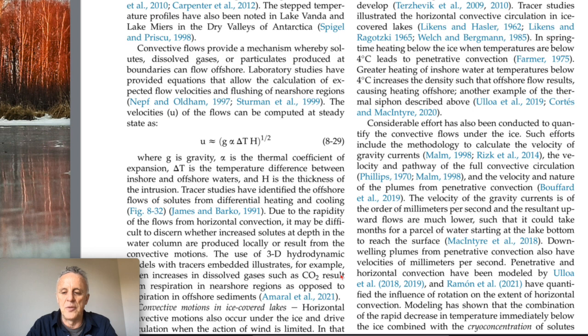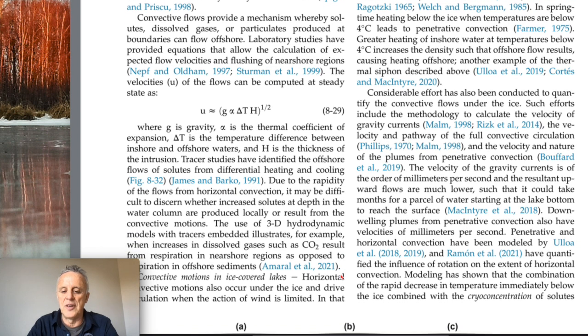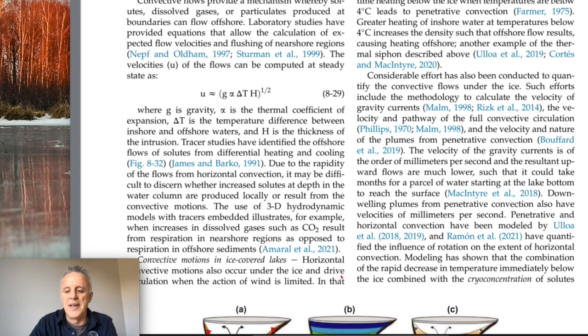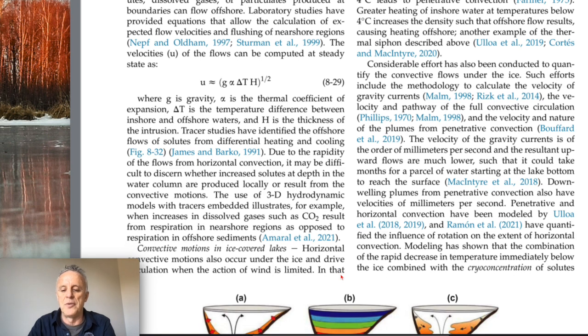Considerable effort has also been conducted to quantify the convective flows under the ice. Such efforts include the methodology to calculate the velocity of gravity currents, the velocity and pathway of the full convective circulation, and the velocity and nature of the plumes from penetrative convection. The velocity of the gravity currents is of the order of millimeters per second, and the resultant upward flows are much lower, such that it could take months for a parcel of water starting at the lake bottom to reach the surface. Downwelling plumes from penetrative convection also have velocities of millimeters per second.